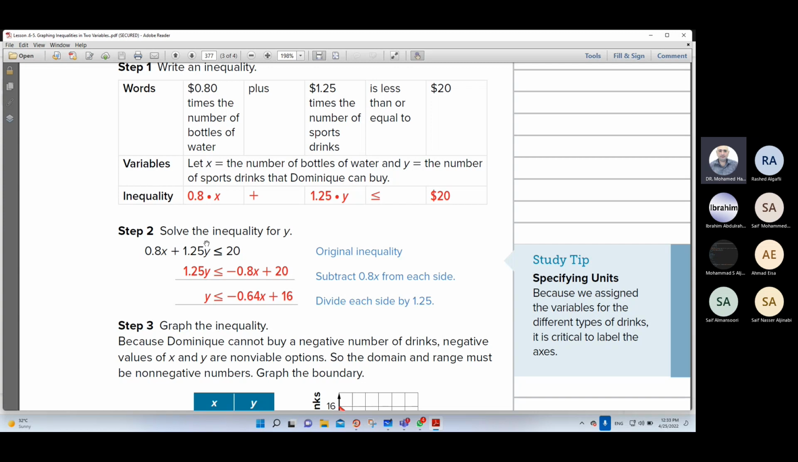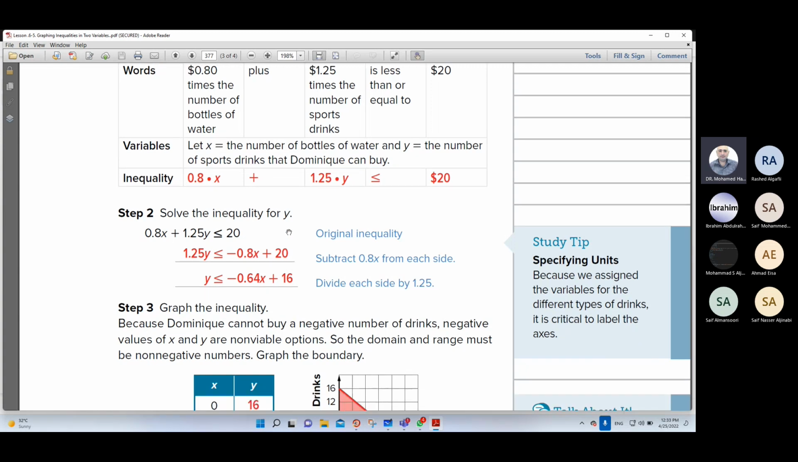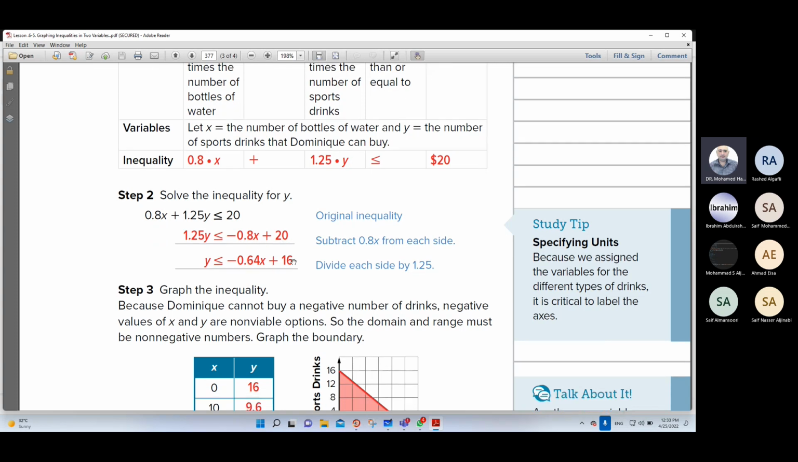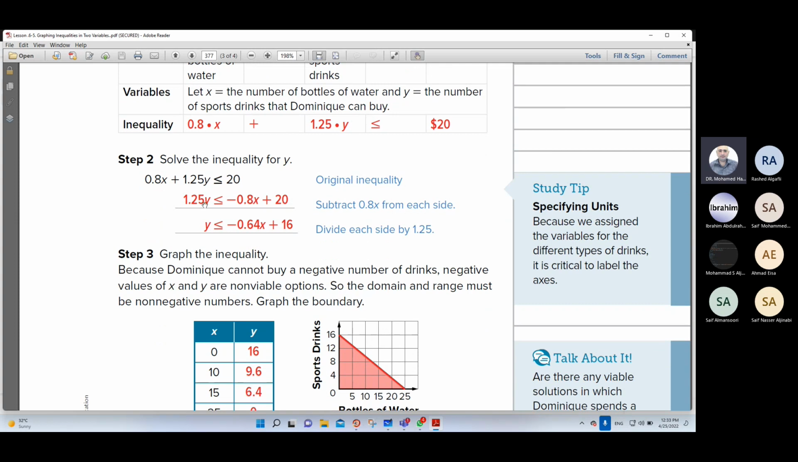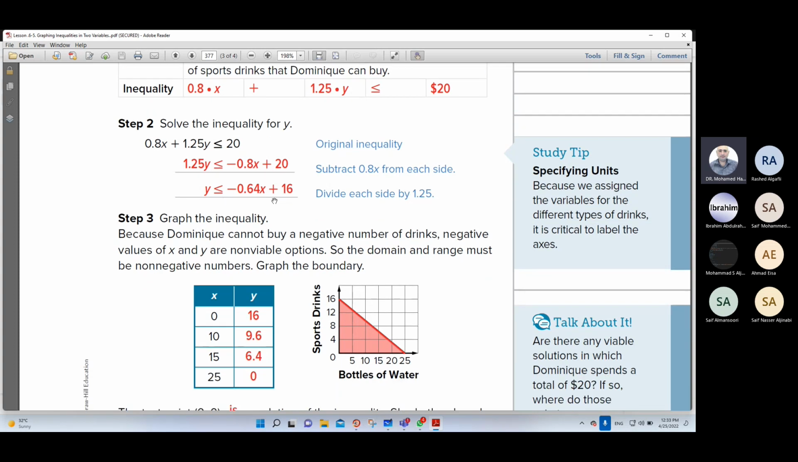Then we want to solve this inequality for y. So we have 0.8x plus 1.25y less than or equal to 20. We can move 0.8x to the other side. It remains 1.25y less than or equal to negative 0.8x plus 20. Then we can divide the two sides by 1.25. You will get y less than or equal to negative 0.64x plus 16, because 0.8 divided by 1.25 is 0.64, and 20 divided by 1.25 is 16.